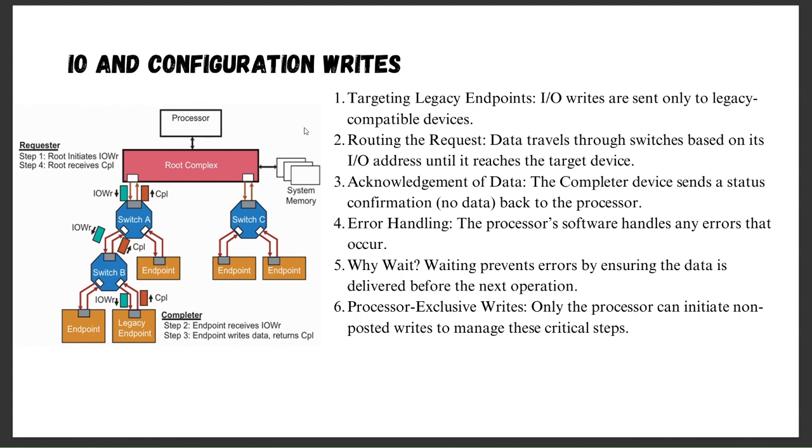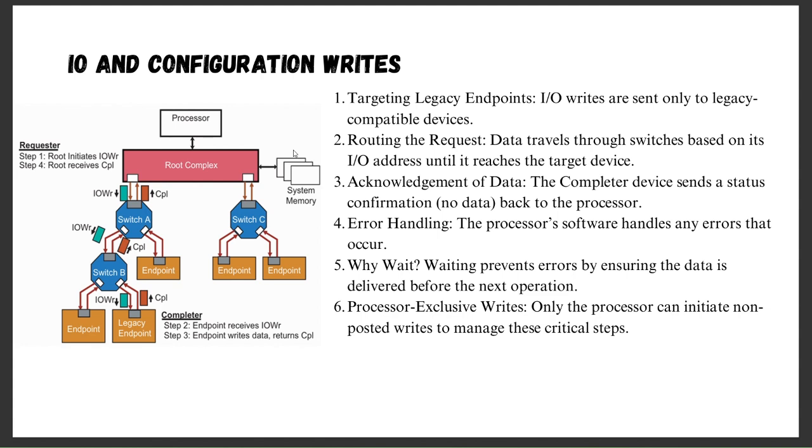If an error occurred, the processor software is responsible for fixing it. The confirmation tells the processor that the data has been successfully delivered. Only after receiving the confirmation can the processor move to the next instruction.